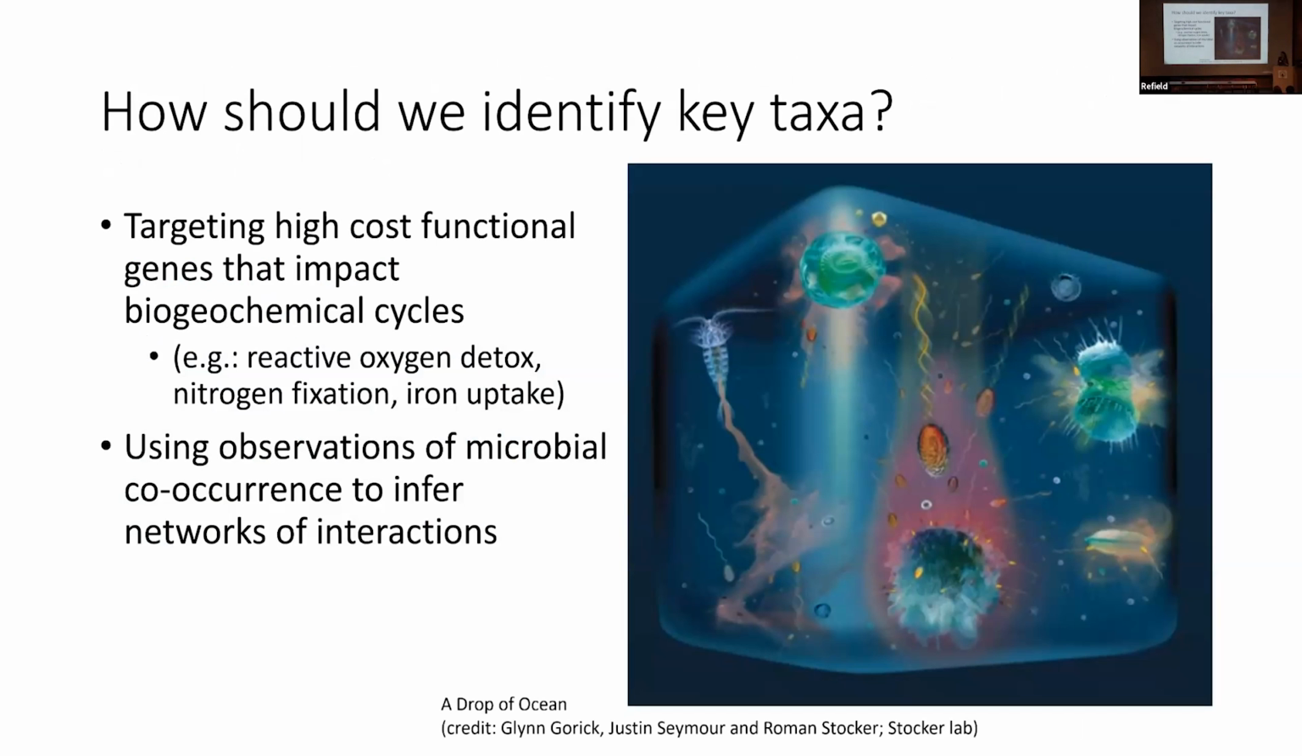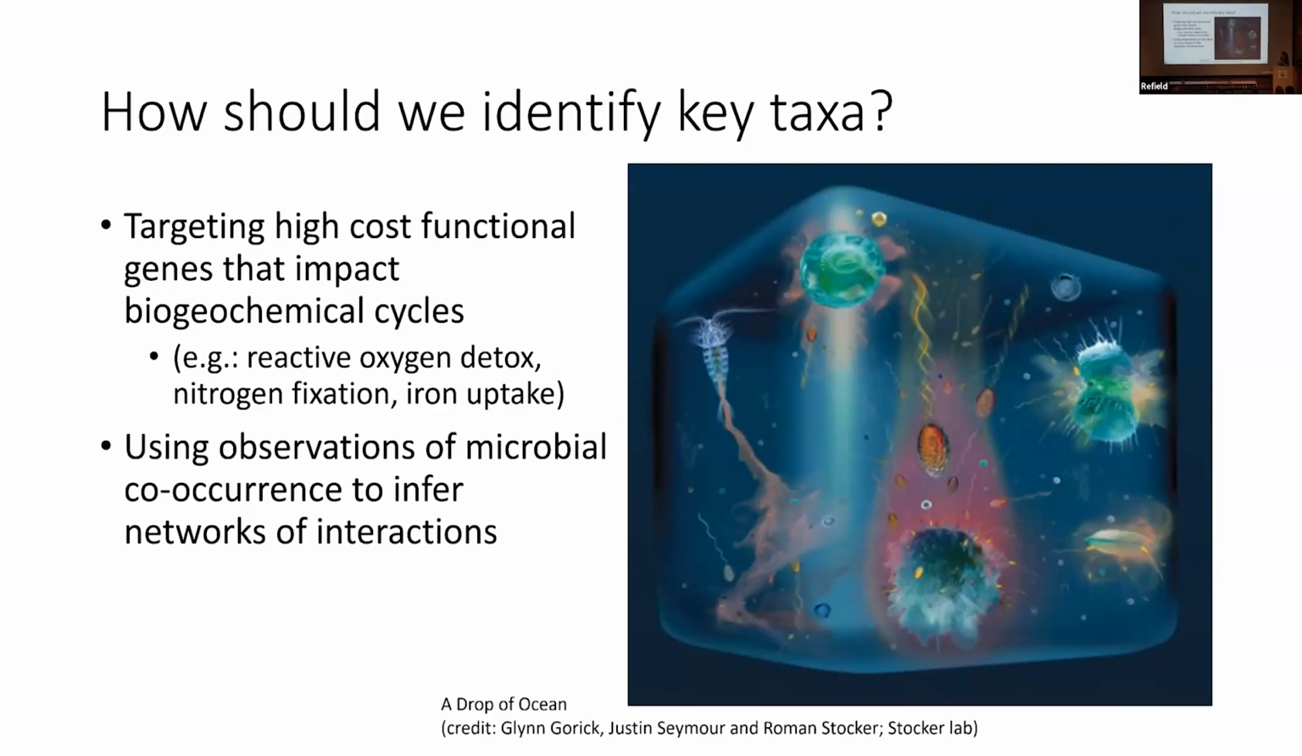Okay, so this is just one simple example, just two bacteria interacting with each other in a tube. But how can we potentially go about this and maybe identify more key taxa in the environment? Well, I'm going to argue two different ways that I've been thinking about. Those are targeting high-cost functional genes like catalase that can impact the ecosystem structure or biogeochemical cycles, and nitrogen fixation, or the nif genes, would come to mind here also, or genes involved in iron uptake.